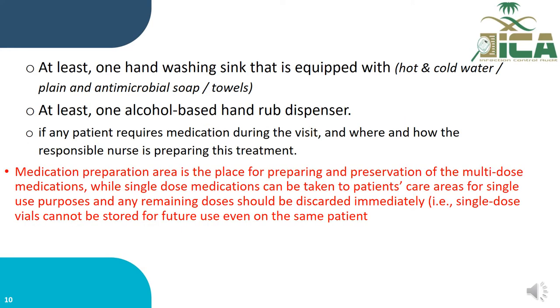You also need to observe and be sure that this medication preparation area has at least one hand washing sink, and this sink should be equipped with hot and cold water, plain and antimicrobial soap and towels. You need to open the water for this sink to be sure there is hot and cold water, and that they already have the plain and antimicrobial soap and towels. Also, this medication preparation area should have at least one alcohol-based hand rub dispenser.